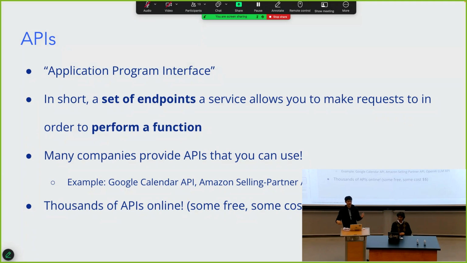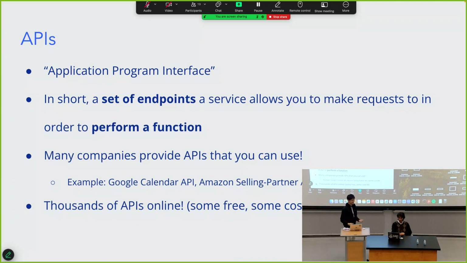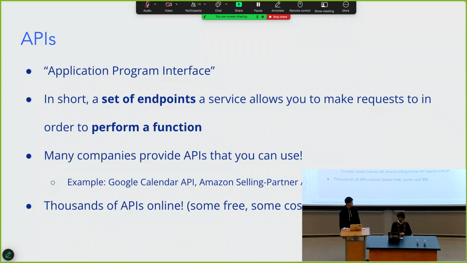So OpenAI provides a bunch of APIs that you can use online, where essentially you can send it some request, and then it'll respond with some data. So maybe you send it some random request, like help me with my math homework, and it responds with some response that answers your question, basically. And there's thousands of APIs online. Some are free, some cost money.